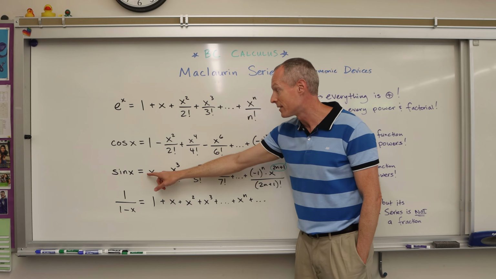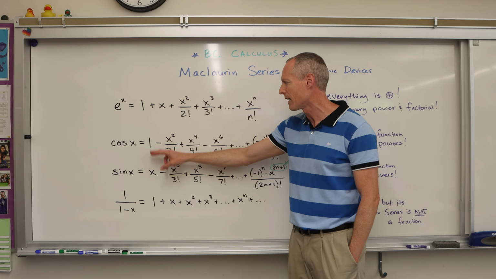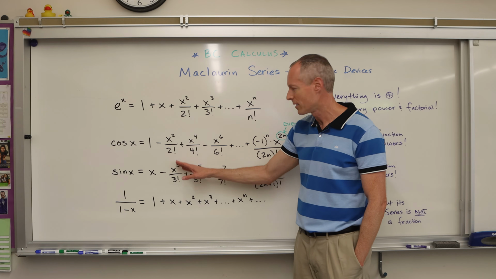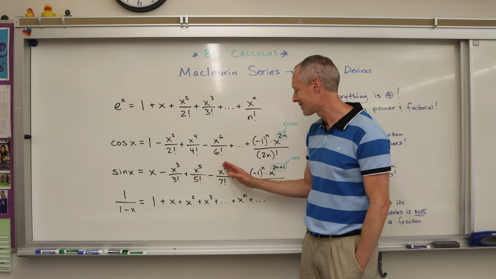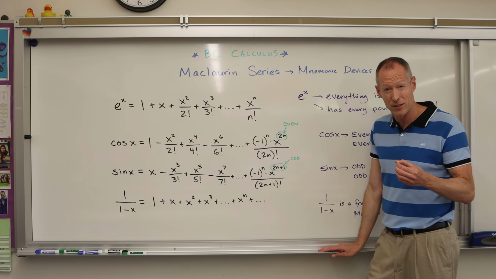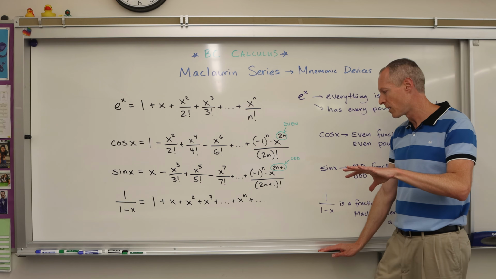Sine starts with x to the first. It doesn't have 1. Some students mix this up and they think everything starts with 1. Not necessarily. So sine x starts with x to the first, then x to the third, x to the fifth, x to the seventh. So my little memory device, and this is where you have to know your trig functions, which ones are even, which ones are odd.